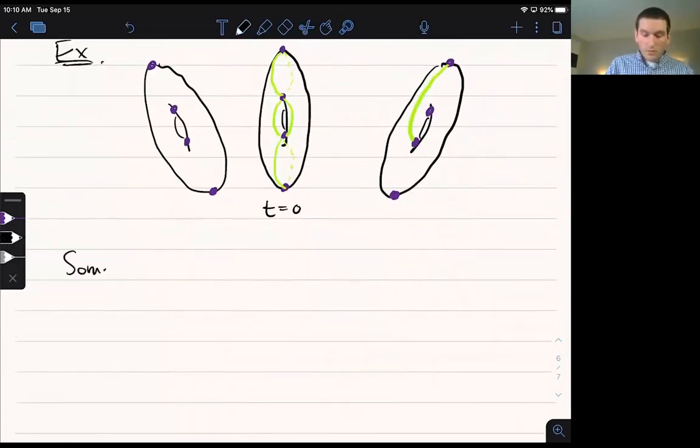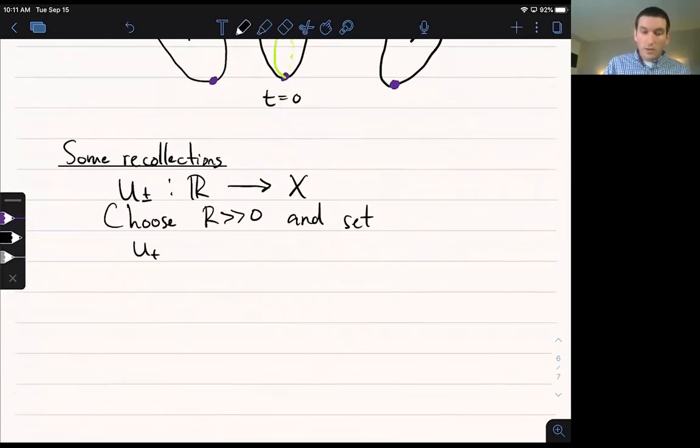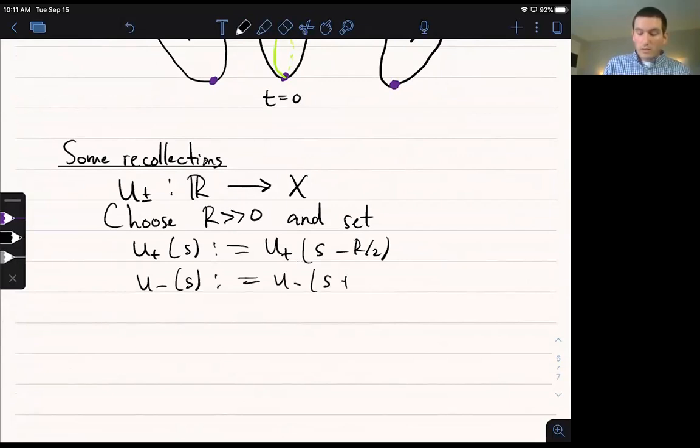So let's just reestablish some notation from last week. Our flow lines are denoted u plus and minus. When you go to negative infinity, you go to one of your limit points. When you go to positive infinity, you go to the other limit point. But what Joe did for us was translate these by choosing R very, very large and redefining the notation of u plus and u minus. We said u plus is actually u plus of s minus r over 2, and u minus is u minus of s plus r over 2. This way, when s is near 0, u plus or minus of s is near q.